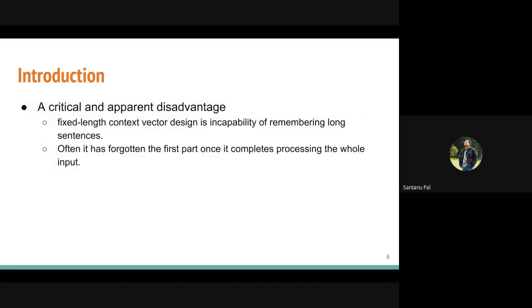So here there is a critical disadvantage in this case. The fixed-length context vector is the same as the end word representing the information. Instead of the end word, there is now an intermediate context vector, and this context vector has the same problem of forgetting everything in the first part of the sentence representation.